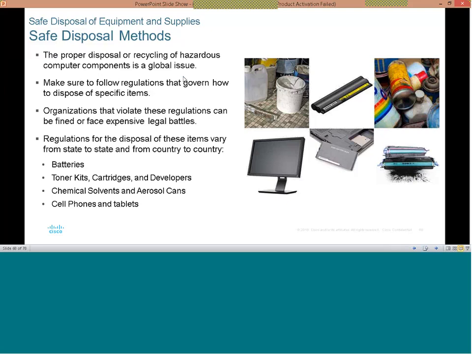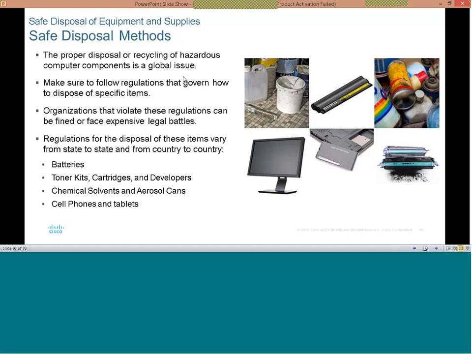So make sure to follow the regulations that govern how to dispose of specific items. You need to note that. And an organization that violates these regulations can be fined or face expensive legal battles because of the health hazard that these items can actually pose. So regulations for the disposal of these items vary from state to state and from country to country.